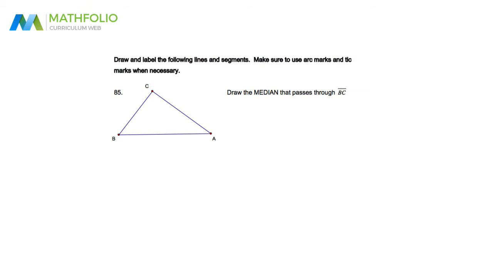Okay, question number 85. This is asking us to draw the median that passes through BC. So a median is a line that goes from one vertex through the opposite side through its midpoint. And this is pretty important right now. So let's show how to do this.